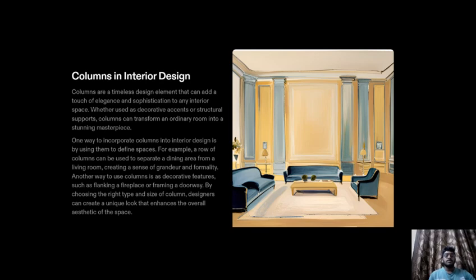One way to incorporate columns into interior design is by using them to define spaces. For example, a row of columns can be used to separate a dining area from a living room, creating a sense of grandeur and formality. Another way is to use columns as a decorative feature, such as flanking a fireplace. By choosing the right type and size of column, designers can create a unique look that enhances the overall aesthetic of the space.